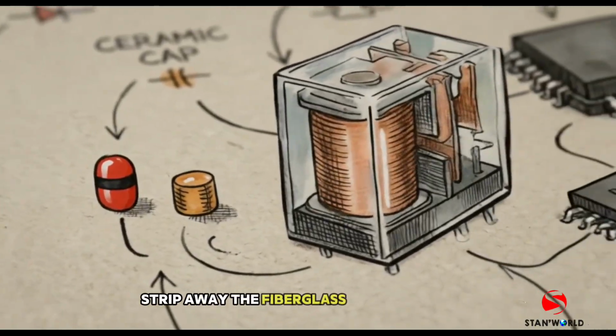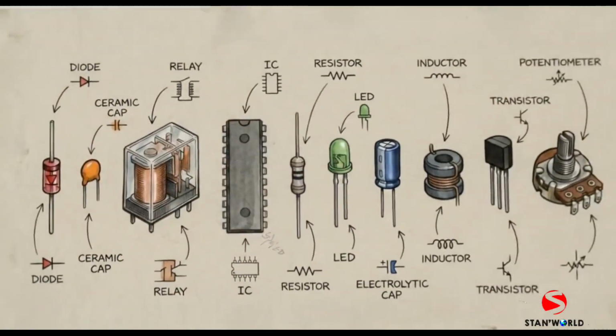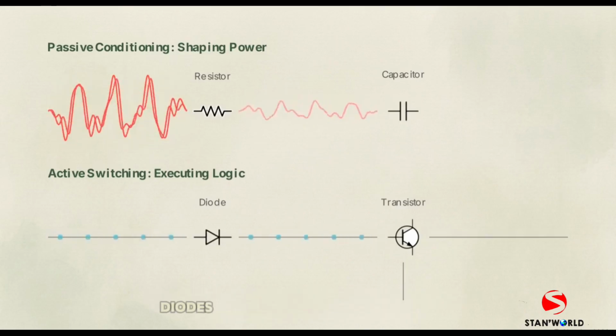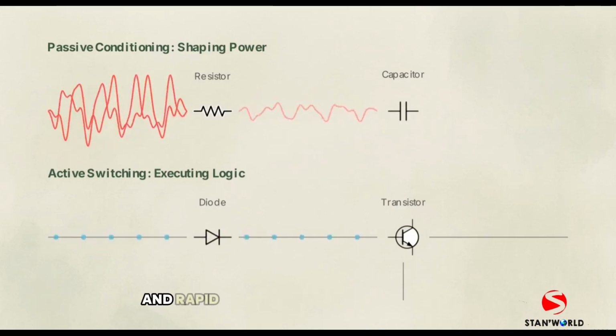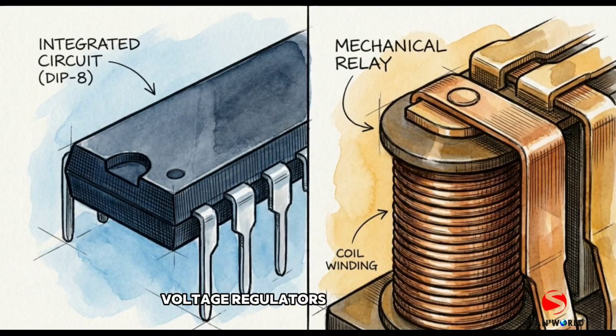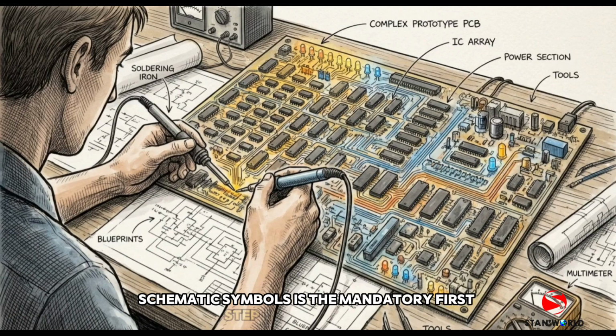Strip away the fiberglass boards and the dense soldering, and you are left with 10 isolated primitives. Resistors and capacitors strictly shape and stabilize the raw power. Diodes and transistors act as valves and rapid-fire switches to direct current and execute logic. Voltage regulators and integrated circuits compute the instructions, while relays safely bridge that exact logic into high-voltage execution. Mastering the exact function of these 10 components and internalizing their geometric schematic symbols is the mandatory first step toward reading, analyzing, and designing any electronic system.